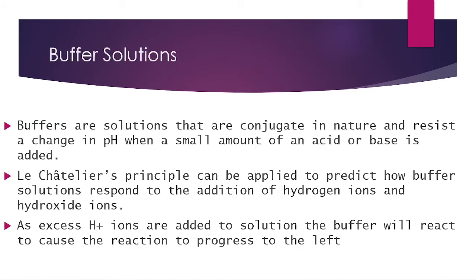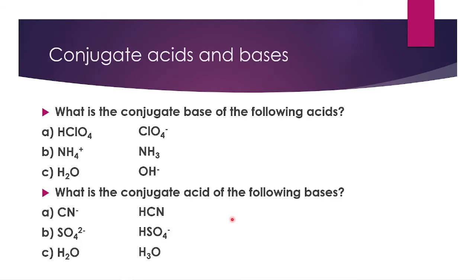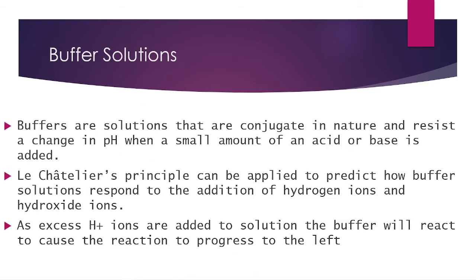Next we have buffer solutions. Buffers are solutions that are conjugate in nature and resist a change in pH when a small amount of an acid or a base is added. So for instance, HCN might be your buffer for something. That's very unlikely. So something that is a conjugate can be used to not have the reaction happen instantaneously.